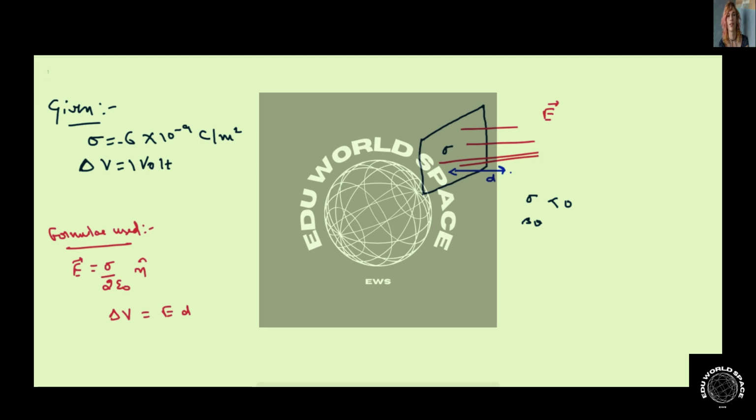Welcome to question number 23.42, chapter 23, electric potential. Here we are given a plastic sheet of charge. This is a very large sheet. It has sigma equals minus 6 times 10 to the minus 9 coulomb per meter squared, which is minus 6 nano coulomb per meter squared. This is the surface charge density on this sheet of charge.